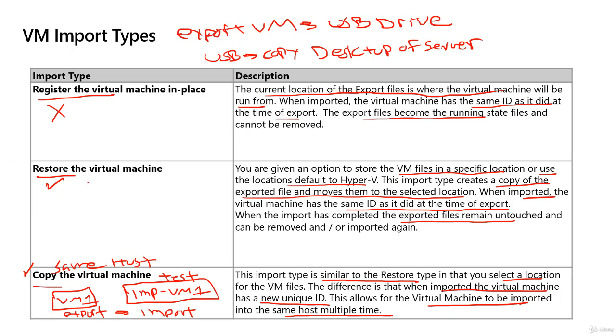Restore puts the files in the default location of Hyper-V. When you register, it registers the files in whatever location you have them in. Because when you import, it's going to ask you to browse. Whatever that location is, that's where it's going to register and run the VM files from.